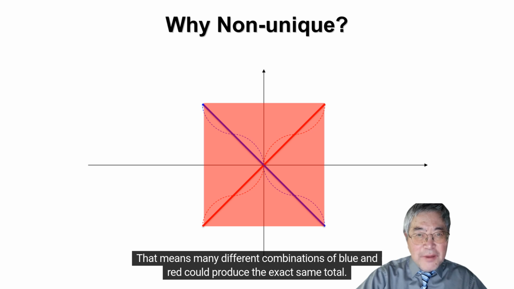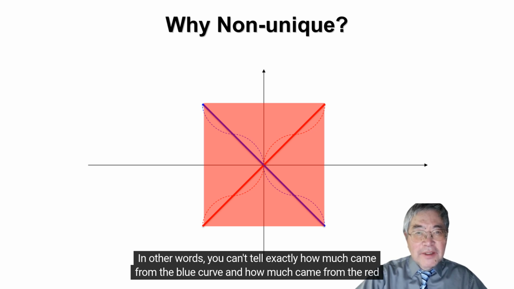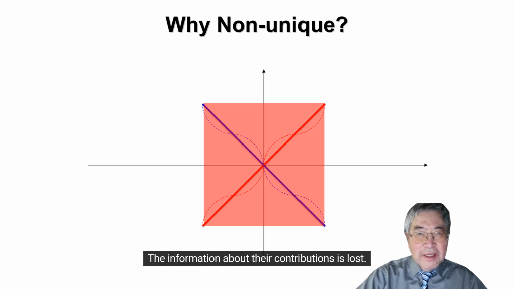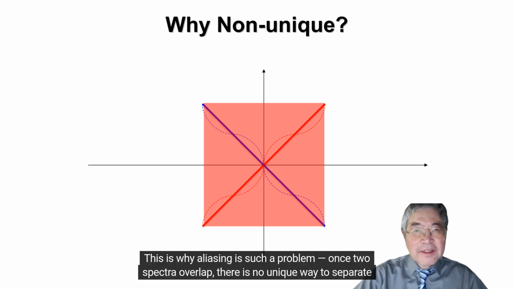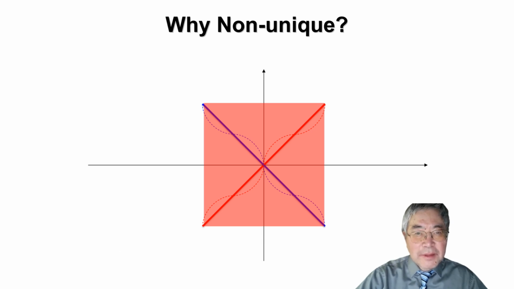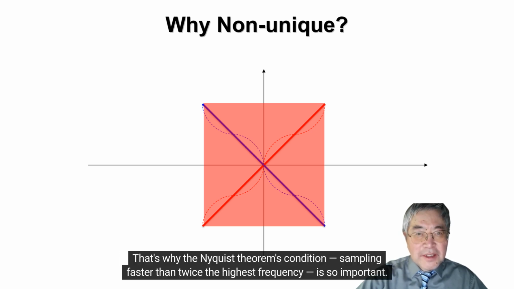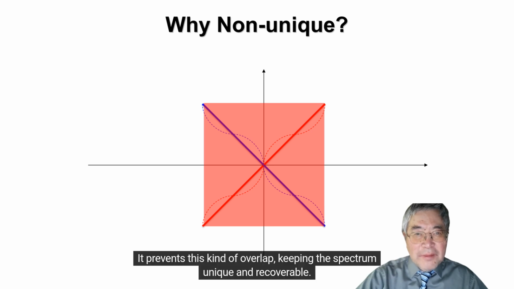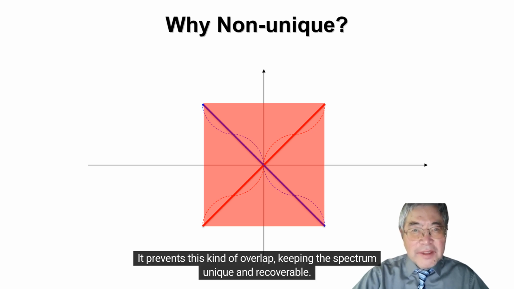That means many different combinations of blue and red could produce the exact same total. In other words, you can't tell exactly how much came from the blue curve and how much came from the red one. The information about their contributions is lost. This is why aliasing is such a problem. Once two spectra overlap, there is no unique way to separate them. No matter how you process the data, you can't reconstruct the original spectrum with certainty. That's why the Nyquist theorem's condition, sampling faster than twice the highest frequency, is so important. It prevents this kind of overlap, keeping the spectrum unique and recoverable.